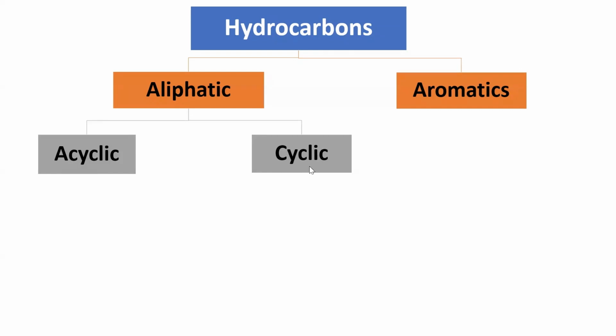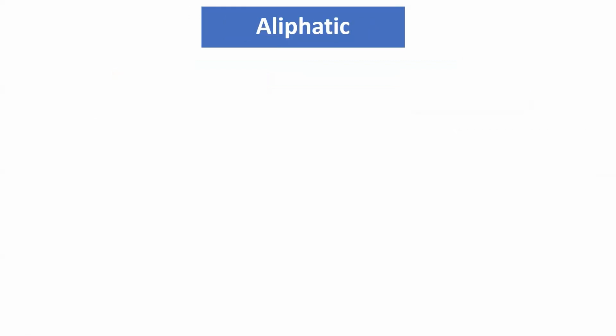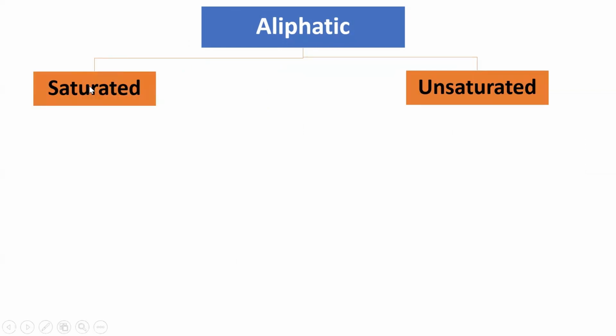And while naming those compounds, for the cyclic aliphatic compound, we add the prefix cyclo before the name. Aromatics, they are cyclic compounds, and the basic compound is benzene. We can classify the aliphatic hydrocarbon in another way, depending on the type of bonds. Aliphatics can be classified into saturated hydrocarbons and unsaturated hydrocarbons.